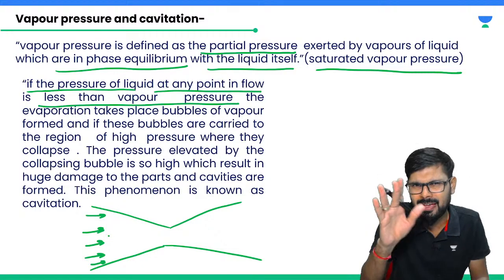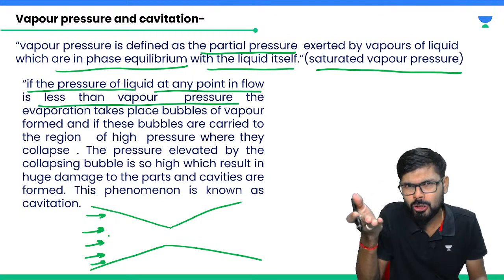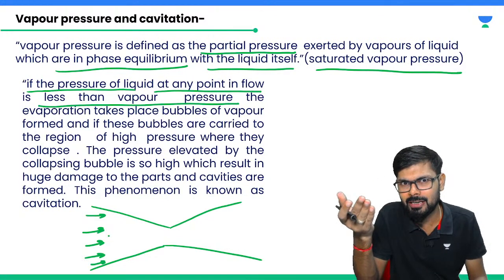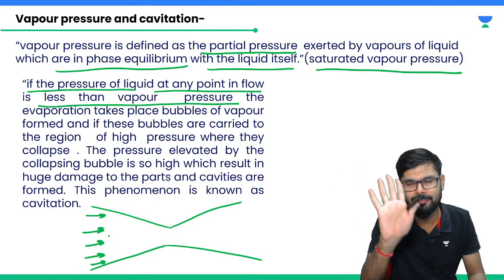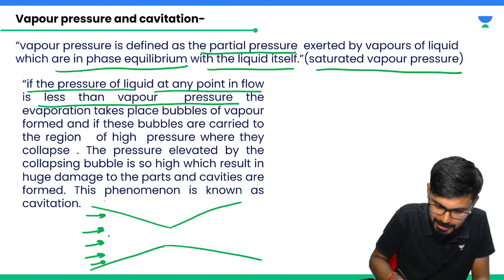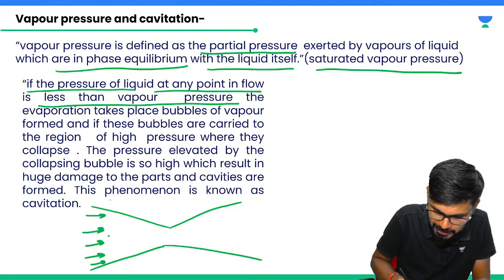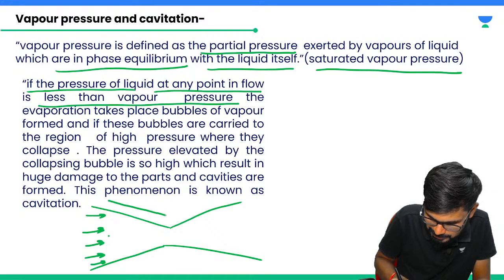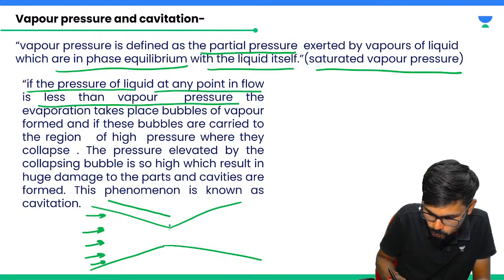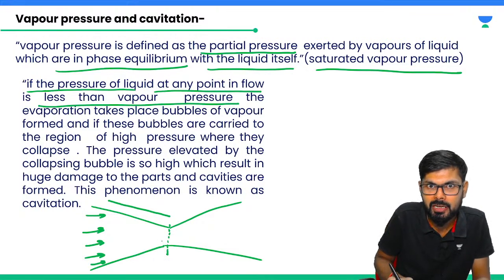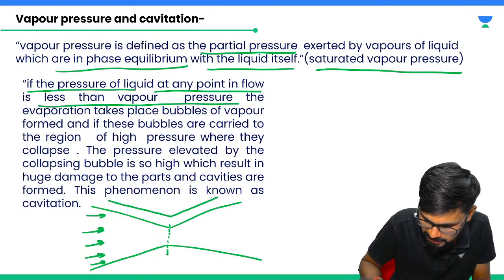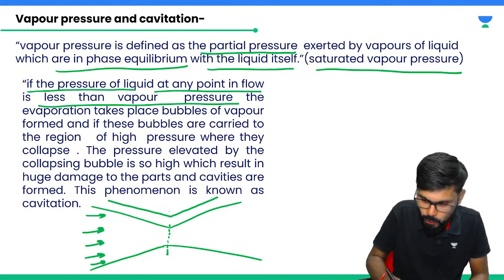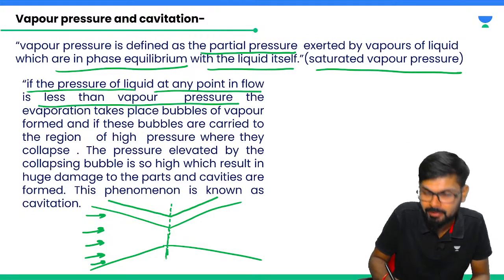ये आगे समझ में आएगा. When I teach you the Bernoulli equation and continuity equation, A1 V1 is equal to A2 V2, then you'll understand. For the time being, you understand that as the area decreases, pressure क्या होगा? Pressure will decrease, decrease, decrease up to here. So here it will be minimum pressure. Then again pressure will increase. So at this particular location, pressure will be minimum.